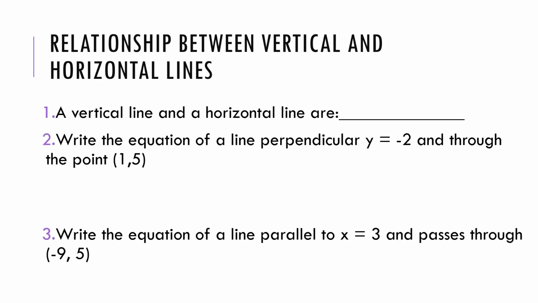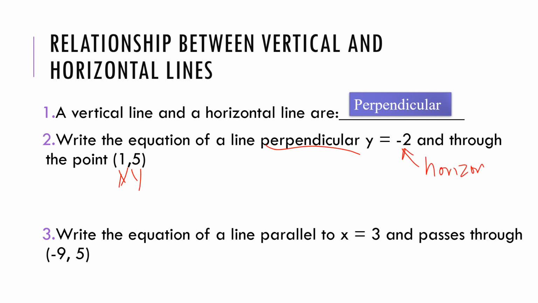Then vertical and horizontal lines. So a vertical line and a horizontal line are perpendicular. So to write the equation of a line perpendicular to y equals -2 and the point 1, 5, y equals -2 is a horizontal line, and that is from Friday's lesson. So horizontal lines are always y equals a number. Vertical lines are always x equals a number.